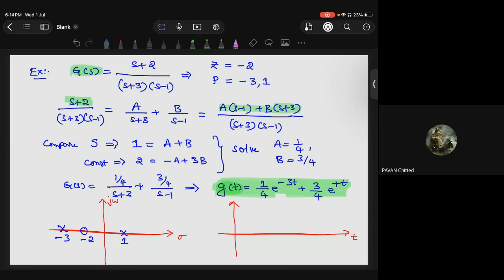Now, so g of t, you have two exponential terms. One will start at 1/4 and reduce to 0. That is the first term. The second one will start at 3/4. Let me take this one here. 1/4 and reduces like this. The second starts at 3/4 and increases like this. Correct?